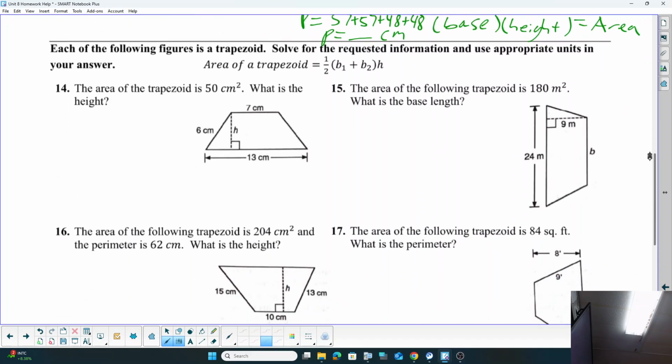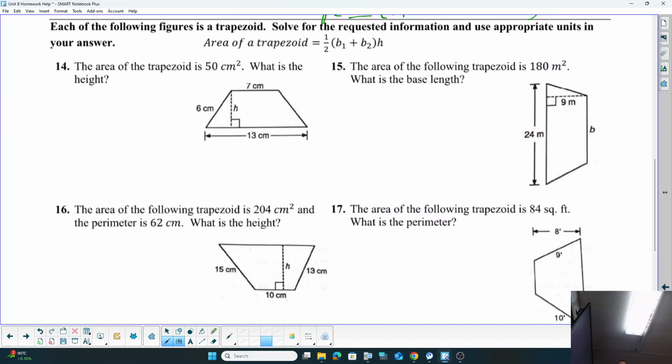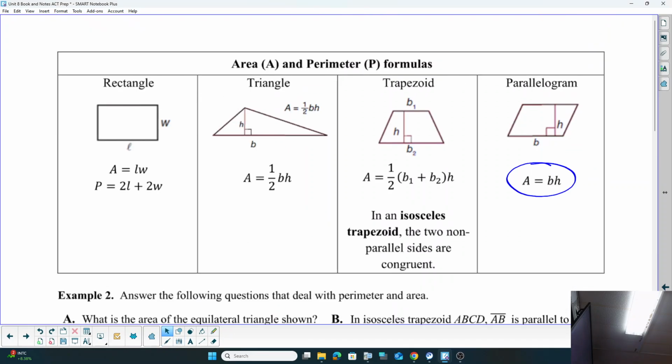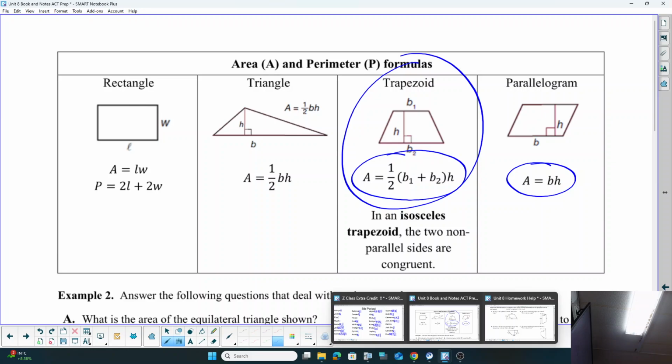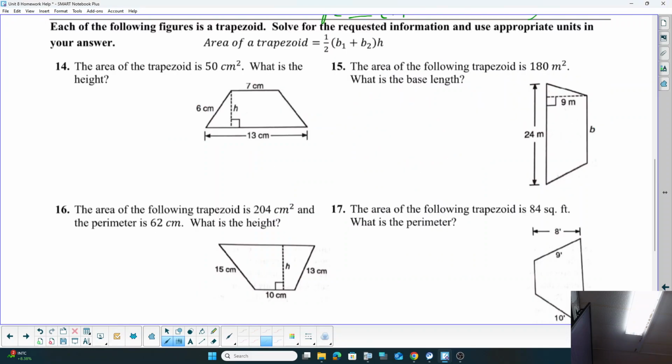Okay, so then number 15. Oh, trapezoids now. So the trapezoid formula comes from our book. Our trapezoid formula is going to be this guy right here. So there's our area equals 1/2 (B1 plus B2) times the height. That's a crazy formula.